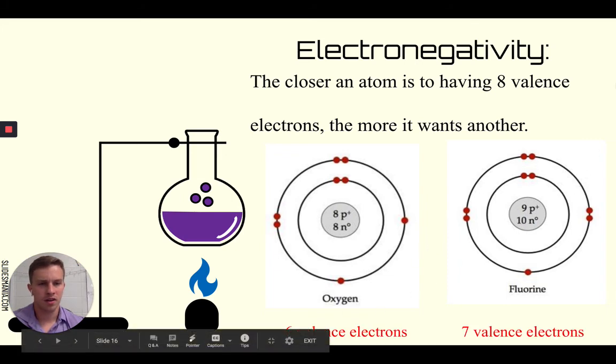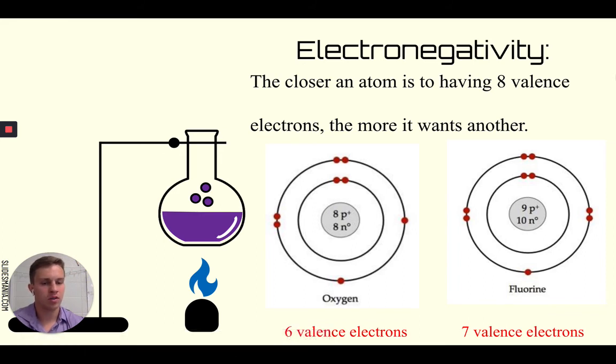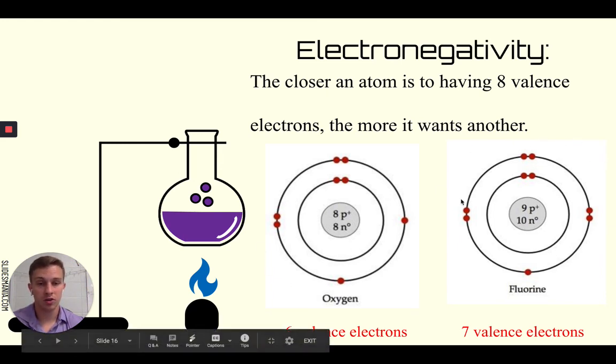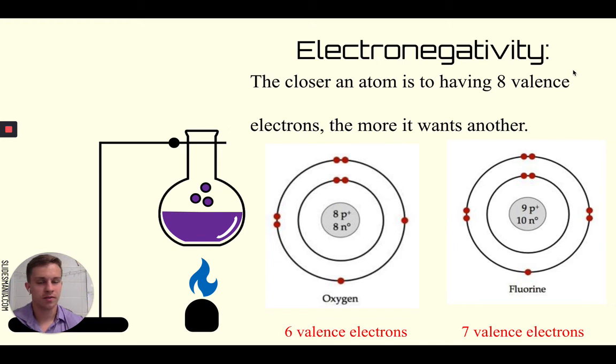All right, now let's think about this. The closer an atom is to having 8 valence electrons, the more it wants another. So we can say that fluorine is more electronegative than oxygen because it's closer to having 8, that full outer shell. It really, really wants to get that other one. So it's more electronegative than oxygen.